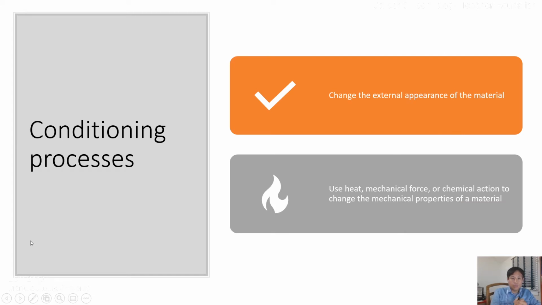So this is the conditioning process. Conditioning is changing the external appearance of material and uses heat, mechanical force, or chemical actions. These are the three major sources of conditioning processes. They change the mechanical properties of the material, right?